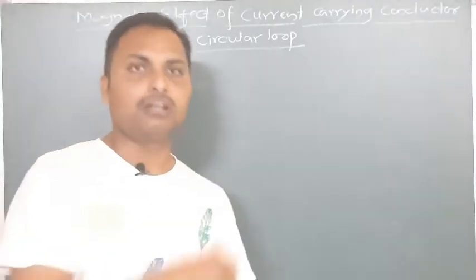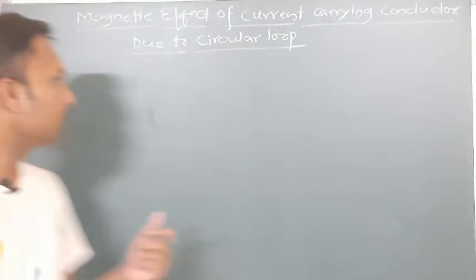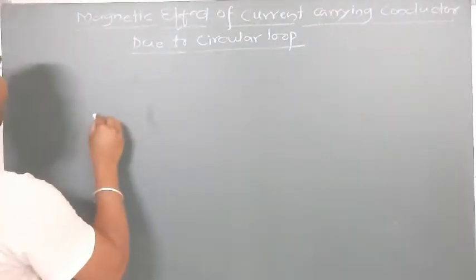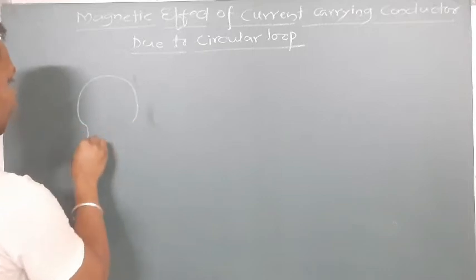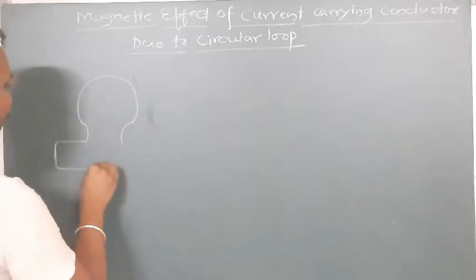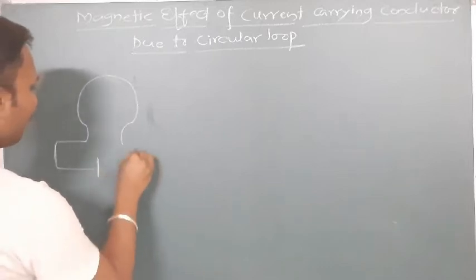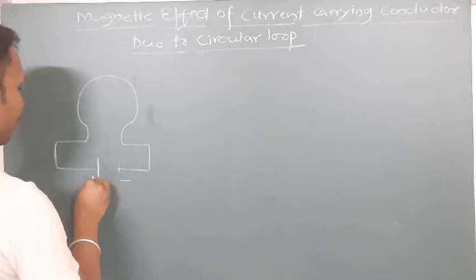And today I would like to discuss with you the circular loop. You know it very well, it looks something like this. Let me draw here. So this is the circular loop. If we have a circular loop like this, this is positive, this is negative.